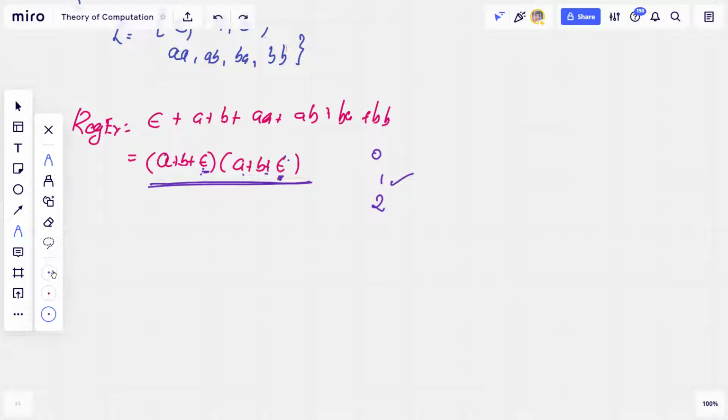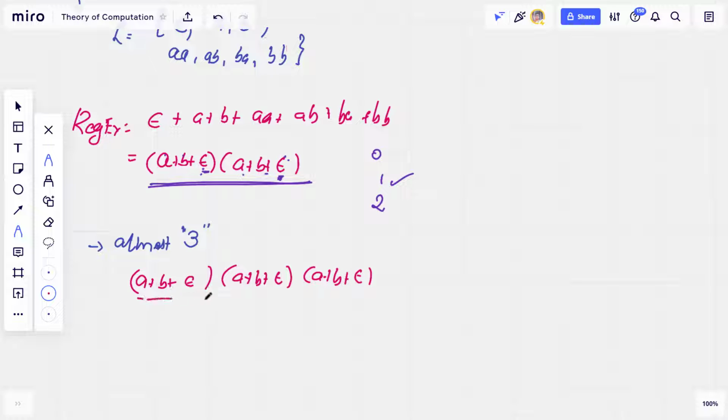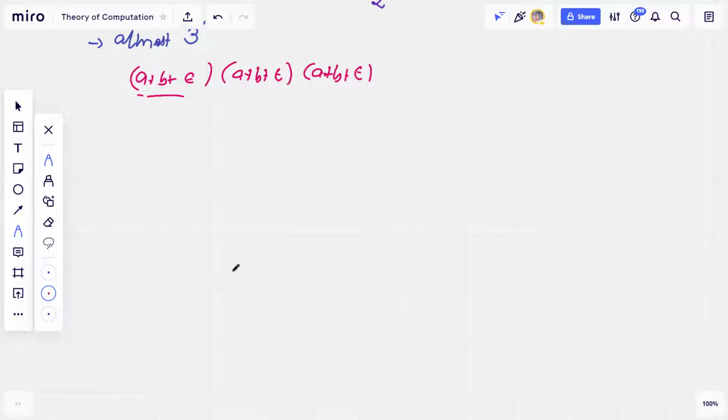Fine. And on the same grounds, you can extend this question to at most 3 too. If I want a string of length at most 3, it will be equal to (a plus b plus epsilon) into (a plus b plus epsilon) into (a plus b plus epsilon). So basically, this is a or b or epsilon followed by a or b or epsilon followed by a or b or epsilon. That's what this regular expression means. If you want to generate 0 length string, take epsilon in every one of them. If you want to generate 2 length string, take epsilon in any one of these terms, and you'll get 2 length. If you want to generate 3 length string, don't take epsilon in any of these terms, you'll get 3 length string. Okay, cool.